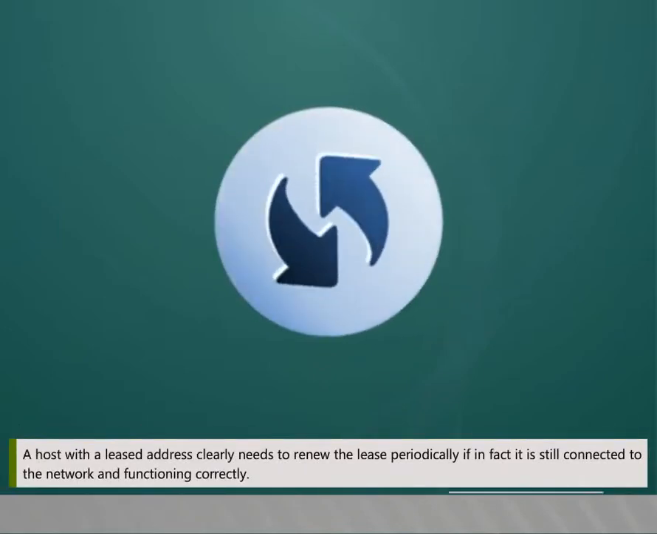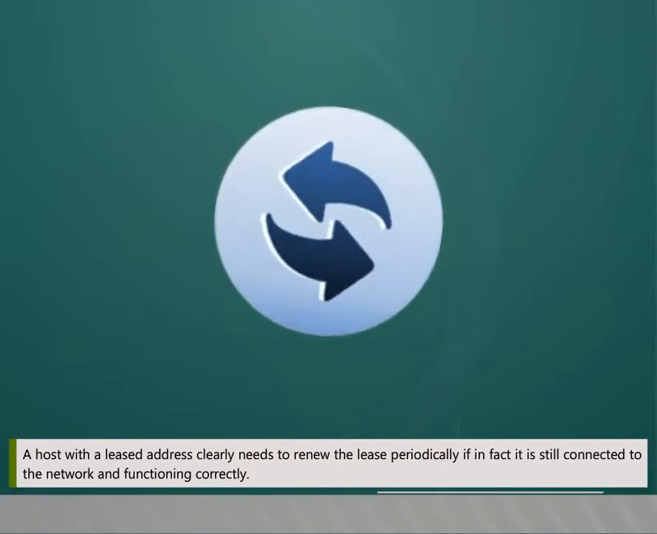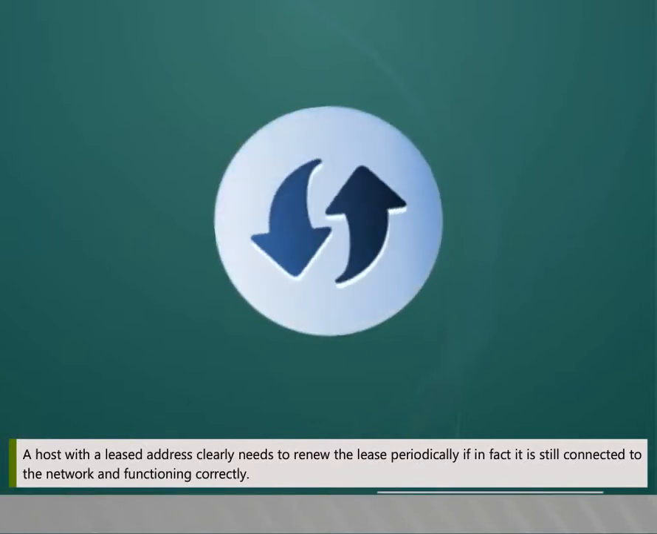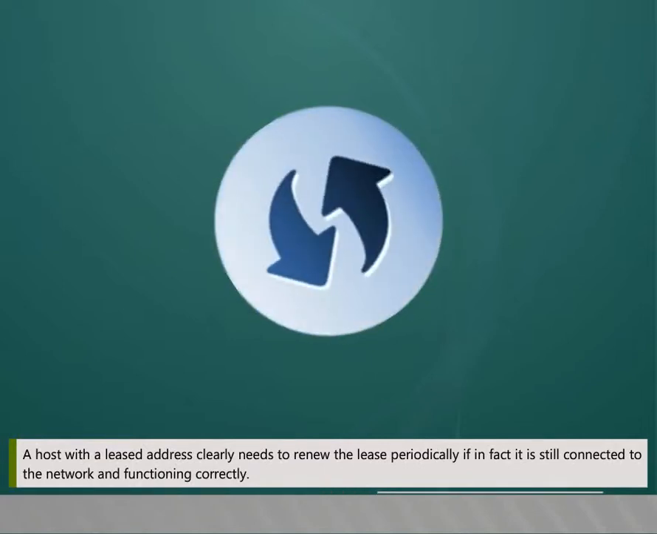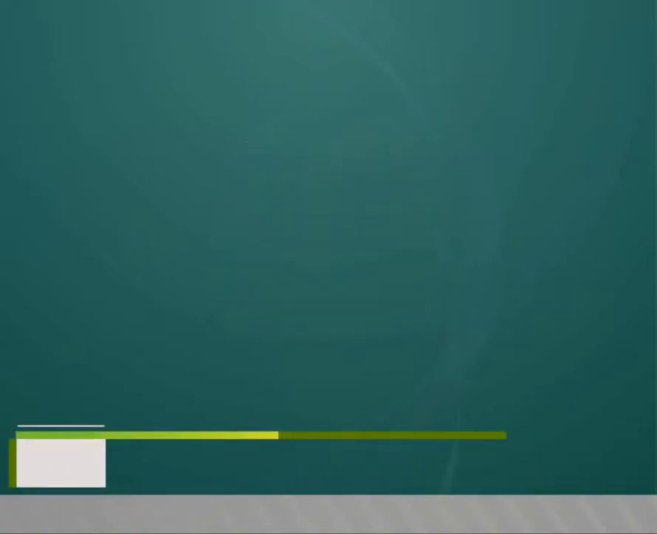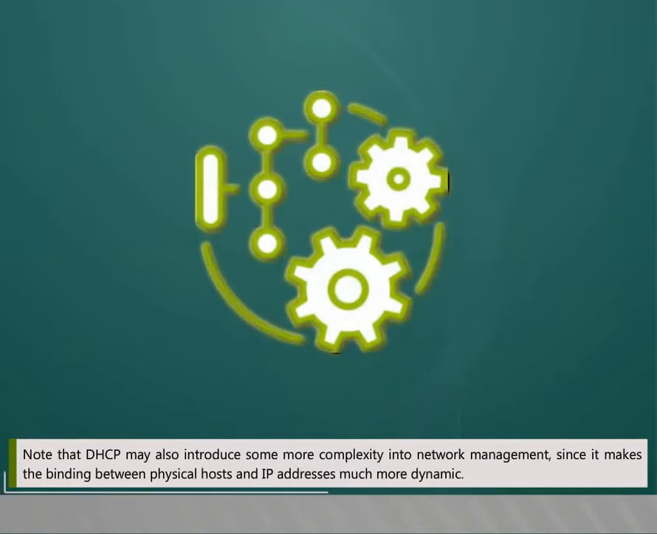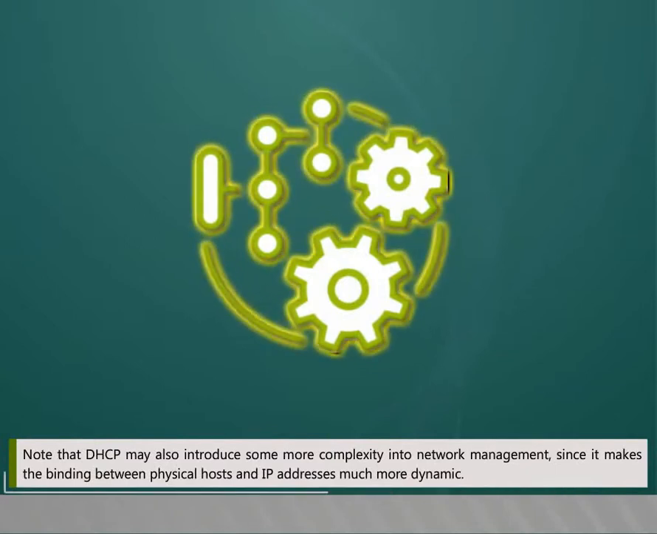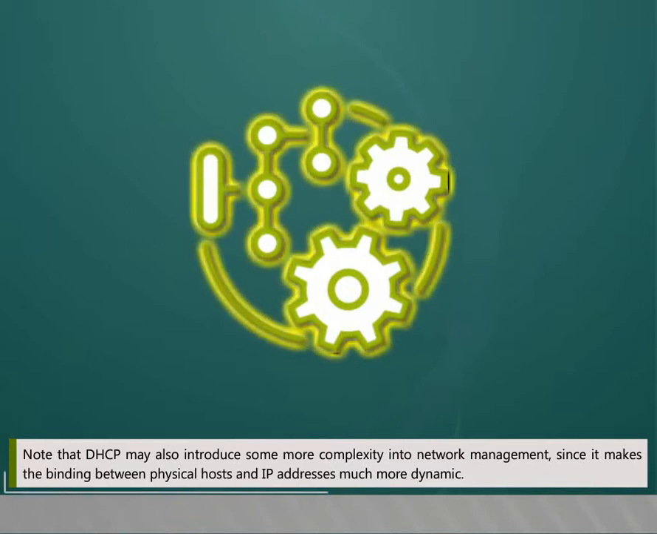A host with a leased address clearly needs to renew the lease periodically if in fact it is still connected to the network and functioning correctly. Note that DHCP may also introduce some more complexity into network management, since it makes the binding between physical hosts and IP addresses much more dynamic.